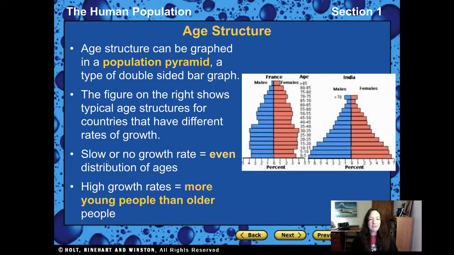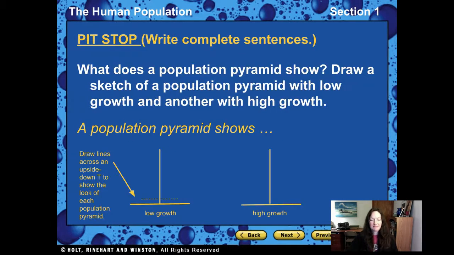If you have slow or no growth rate, that's what you're going to see in this type of population pyramid. It's going to be a very even distribution of ages, almost like a straight line up. Of course, it's curving a little bit because there are people dying, but it's very, very slow growth rate. You don't have a lot of change. If you have high growth rates, you have a lot more younger people than you do older people. So they're having a lot of children, and there's more of a steep incline up the population pyramid.